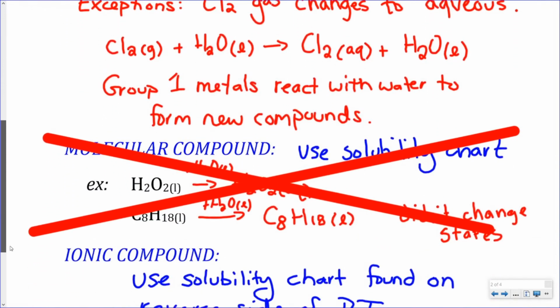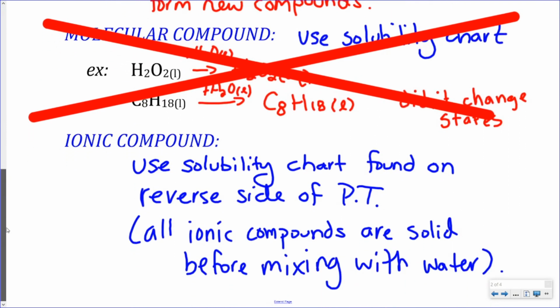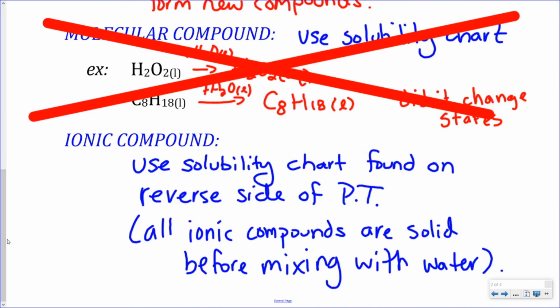If we were in class, I'd also give you a solubility chart for molecular compounds with some common molecular compounds. Since we're not, and I'm not giving you that, don't worry about it. Ionic compounds are the ones we want to focus on in this video. For ionic compounds, we use the solubility chart found on the reverse side of your periodic table. What we're going to say is all ionic compounds are solid before we mix them with water.